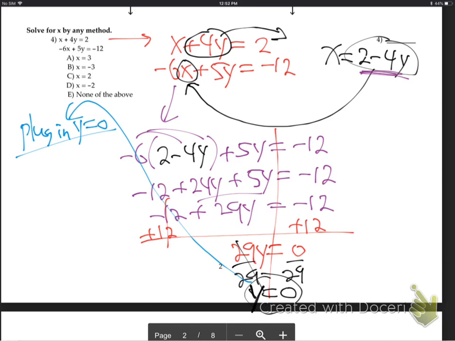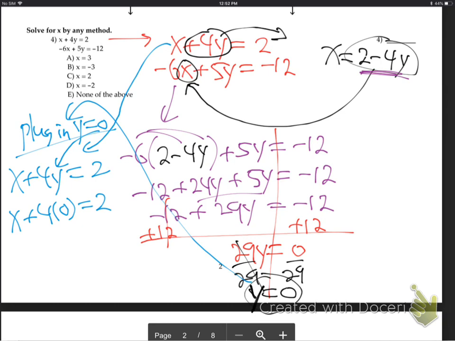So plug it in wherever you want. Grab that first equation. X plus 4y is 2. Plug in 0 there for y. X plus 0 is 2. X is 2. Are we good with that?